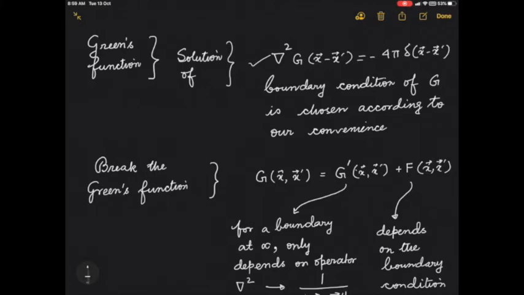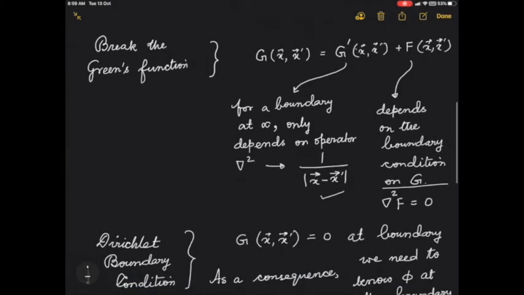So we have this Green's equation, the solution of which is the Green's function. And we said that the solution can be written in terms of two parts. One is always 1 by mod x minus x prime if the operator is Laplacian. The other will depend on the boundary and what boundary condition I choose. On capital F, grad square F equals 0 with that boundary condition will give me what is capital F. Once I know capital F, F plus G prime is my Green's function.